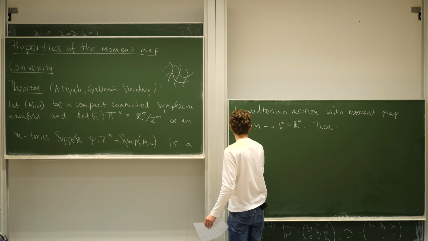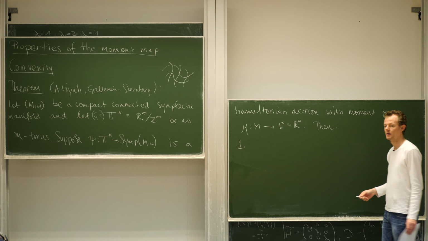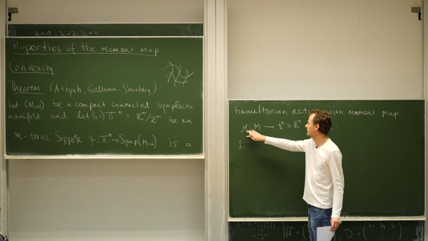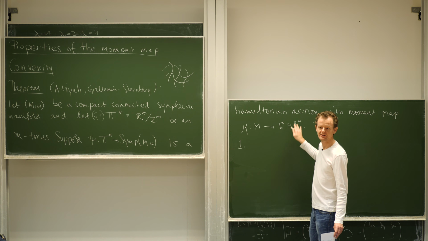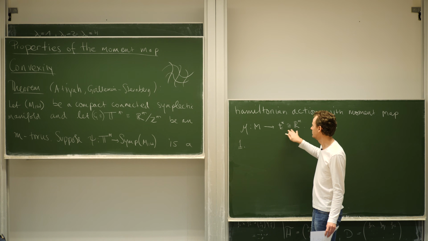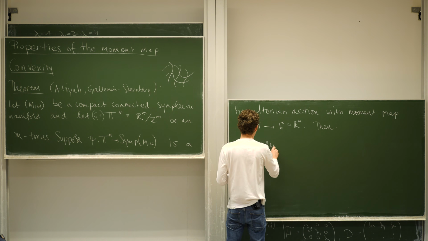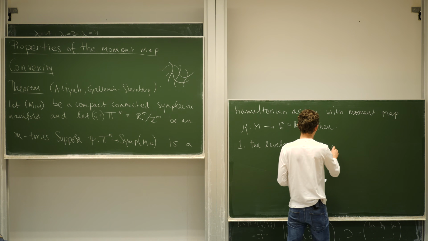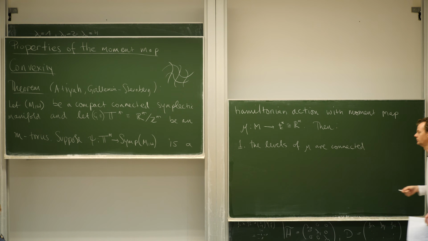And there's three things that we can observe about this moment map, the image of this moment map. So if you take mu acted on all of M, then it's going to give you a whole bunch of points inside of R^m. And this image, the image of M under mu, that's the object of interest here. Okay, the first observation is that the levels of mu are connected. It's not entirely self-evident.